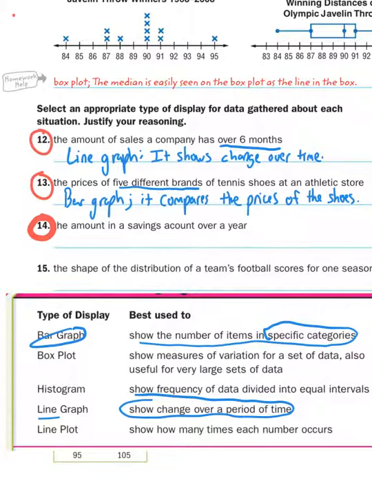All right, and the last one you have to do on this page, it says the amount of savings, the amount in a savings account over a year. So this one also says over a year. So anytime you have time, you know what your answer is going to be. So your answer, again, is going to be a line graph.